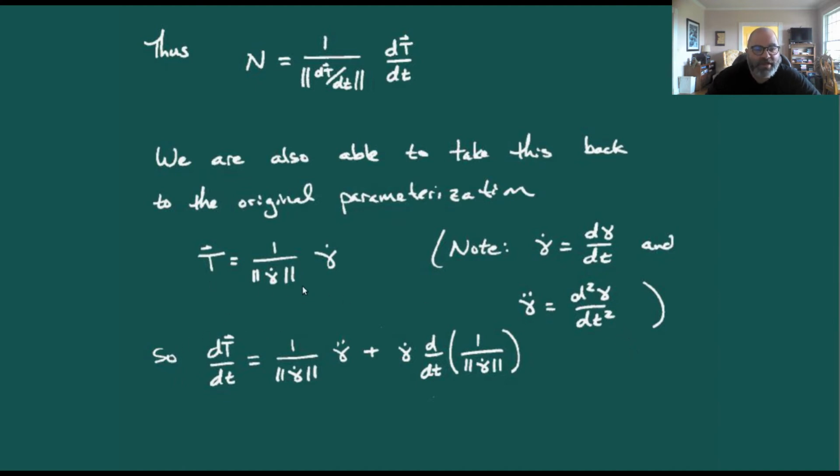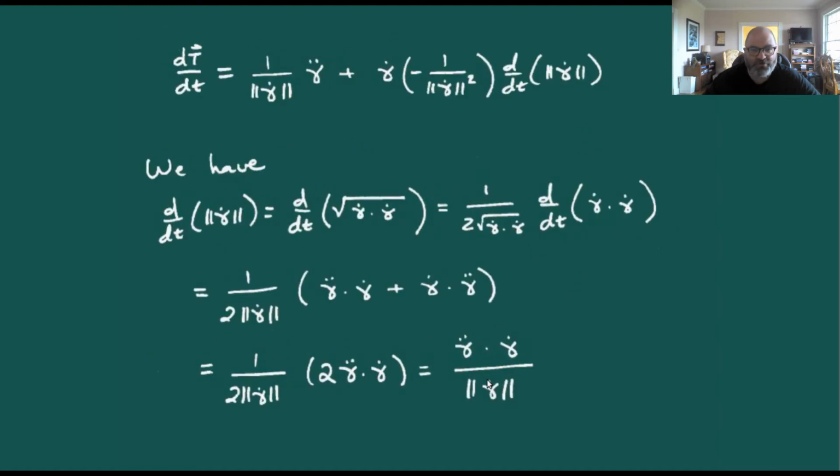If we then take the derivative of this expression with respect to t, we get 1 over the norm of the first derivative times the second derivative, plus, what is this really? It's nothing more than our product rule. Here we've got the first times the derivative of the second plus the second times the derivative of the first. Now what is this derivative of the first that we're talking about?